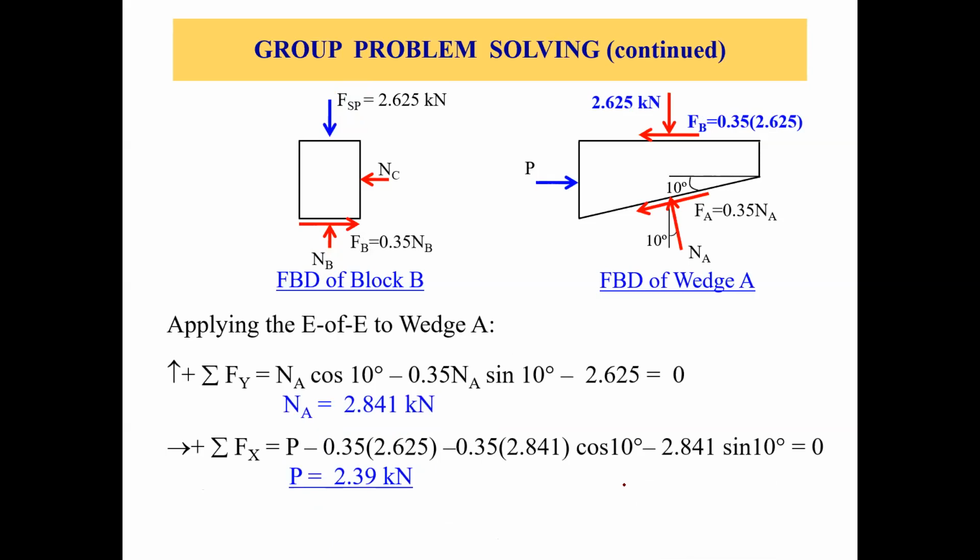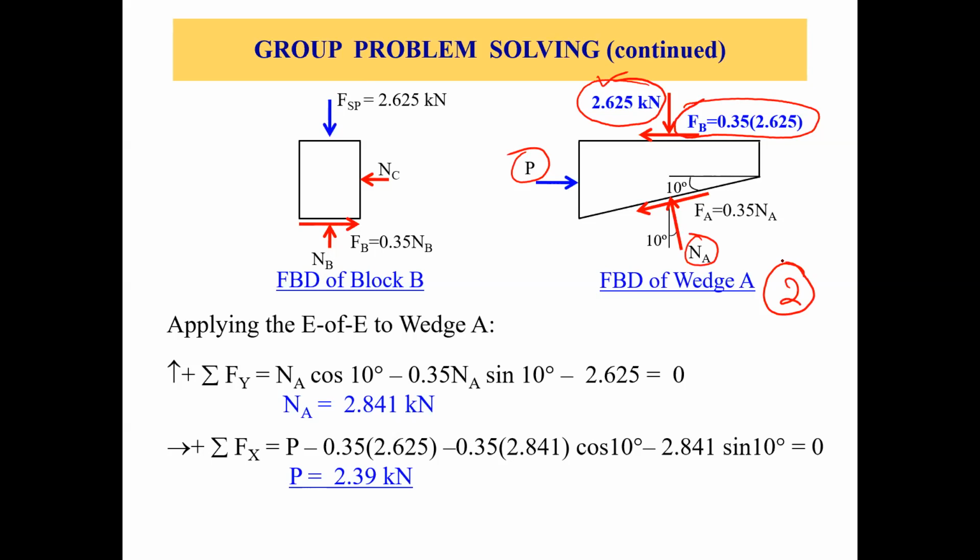Now we can move to wedge A, right? Because now we have the value of this N sub B, and due to that, we can find out this guy, and we can find out this guy. FB equals 0.35 times 2.625, and this is NB itself. So now, how many unknowns are we left with in the free body diagram of wedge A? We are left with NA, and we are left with P. Okay, so we are left with two unknowns.